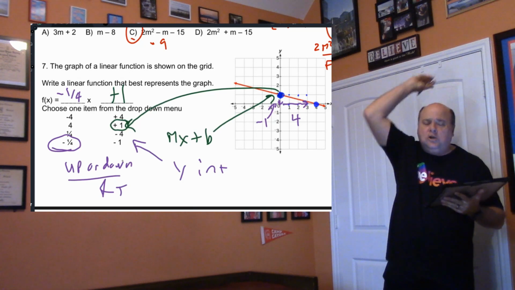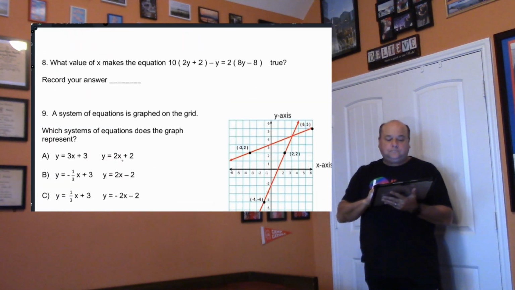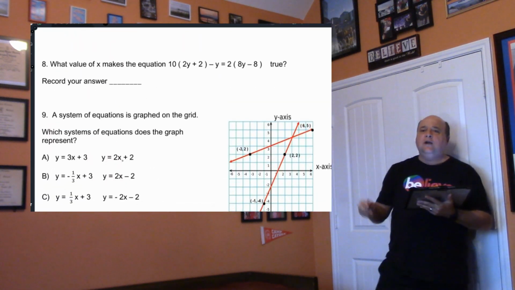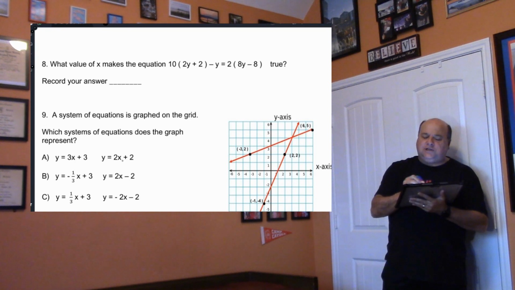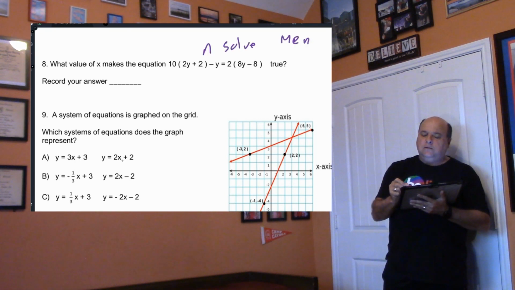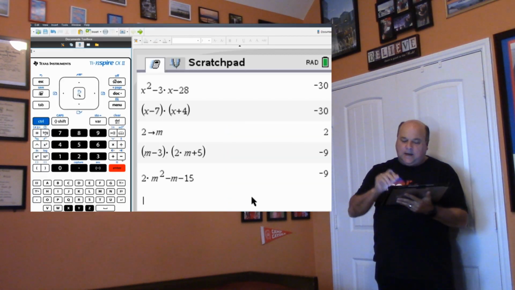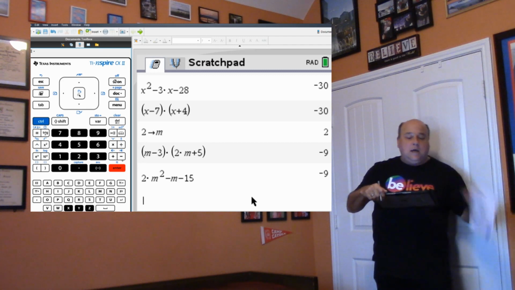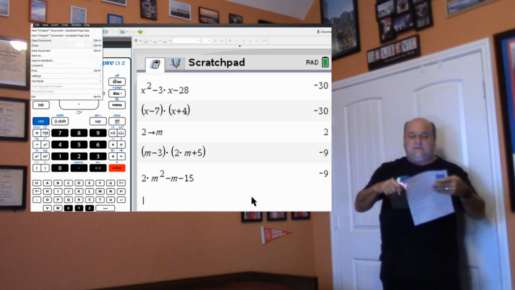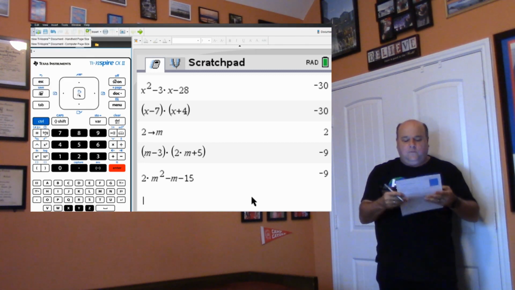Turn the page! Okay, on this one right here, this is an equation. This is solve, which is menu 3-1. Okay, so let's type this in. So I'm going to go to my calculator. Let me turn the paper over so I can see it, so I don't have to look back over and over.